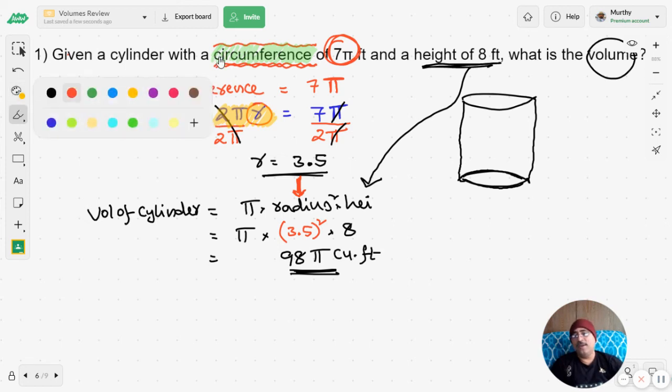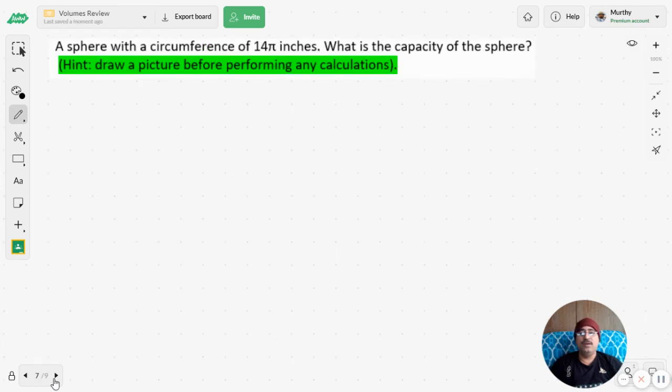That way, we eliminate the unwanted values. Therefore, I got the value of the radius equals 7 pi over 2 pi. After cancellation, I ended up with 3.5. Right, let me go to the next one.